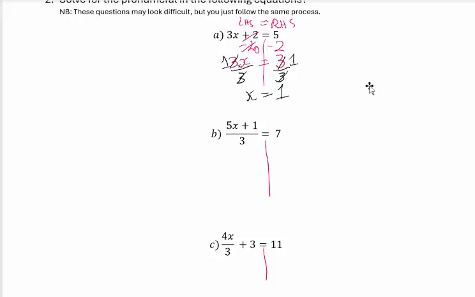X equals 1. So now what I want you to do is I want you to substitute that value back into the equation to check it. So we will. 3 times 1 is 3 plus 2 is 5. Oh my lord, that worked out. Underline it to see that you've done it.